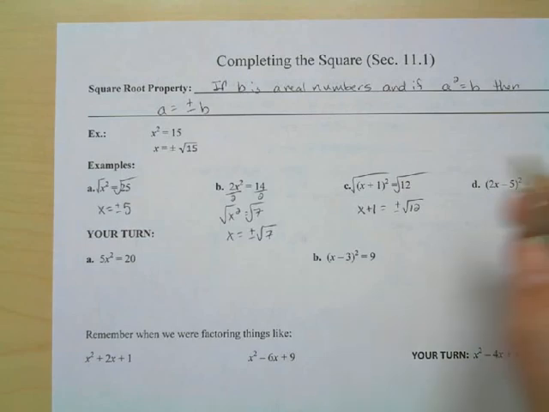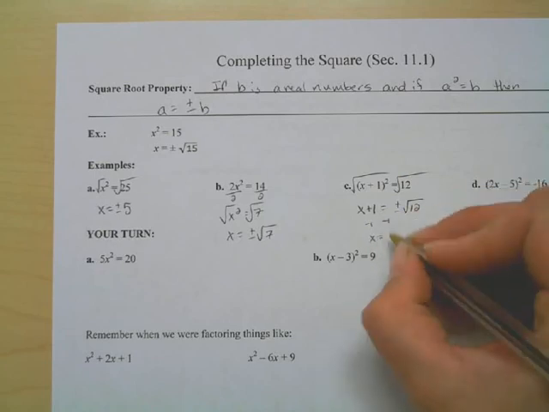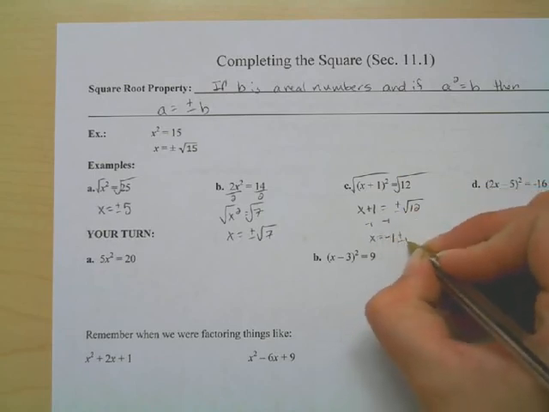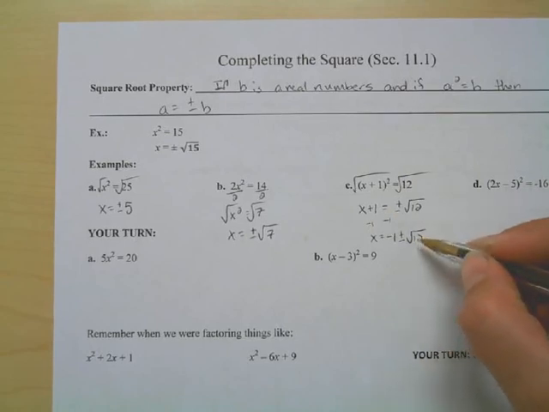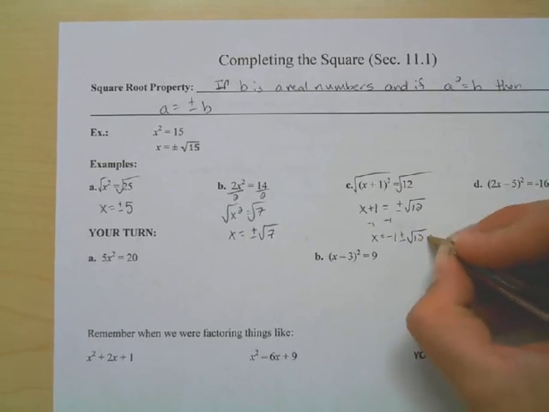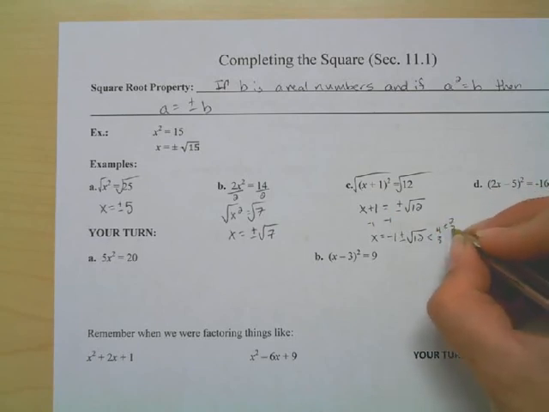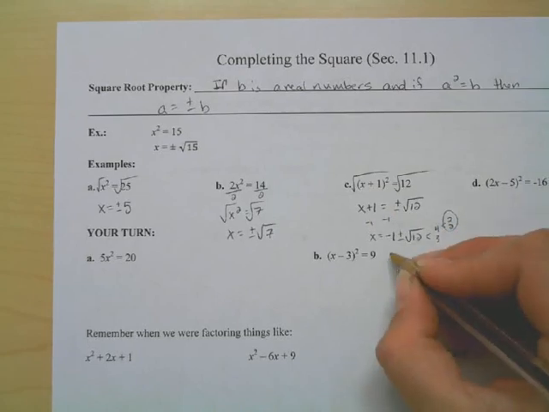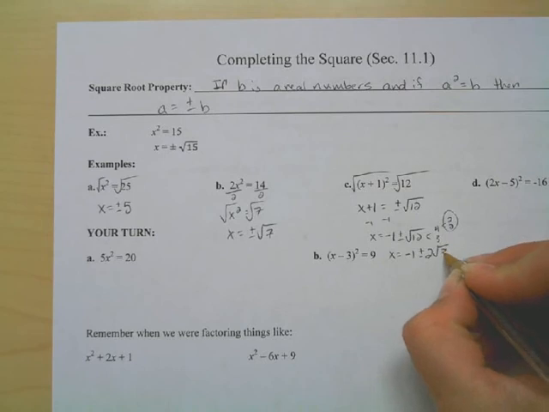Now I have to finish solving, because I am still trying to solve for x, and I can't have a plus 1 there. Remember, solving means I'm going to have x equal something. So we're going to subtract that 1 over. So x is going to equal negative 1 plus or minus the square root of 12. If you remember back from radicals, I can break down 12, so we're going to do that. 12 breaks into 4 and 3, and the square root of 4 is 2, so we've got 2 square root of 3. So x is equal to negative 1 plus or minus 2 square root of 3.